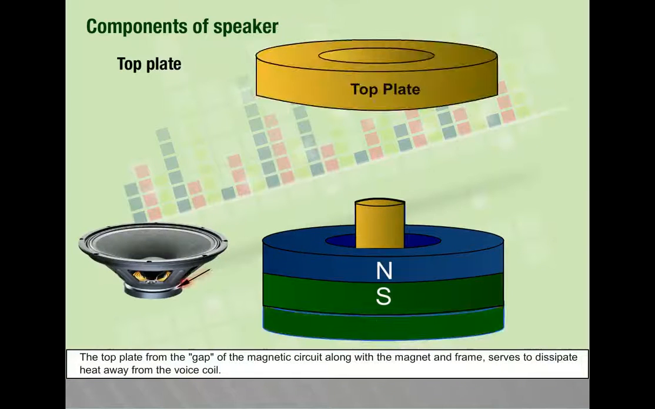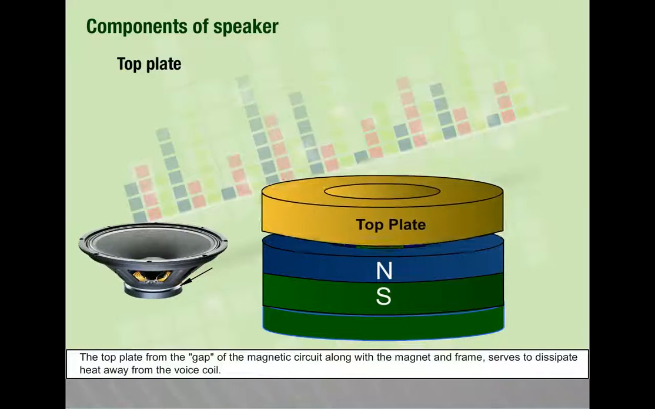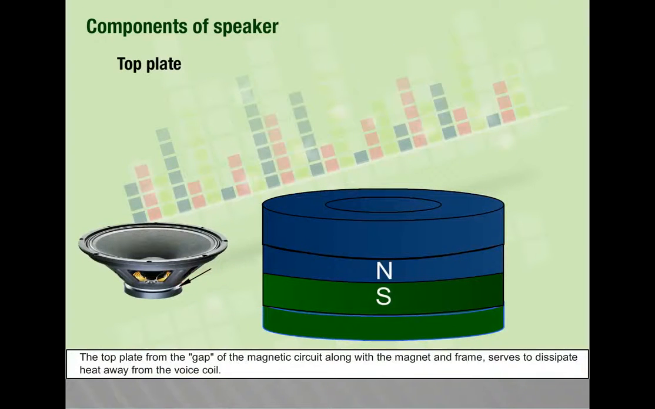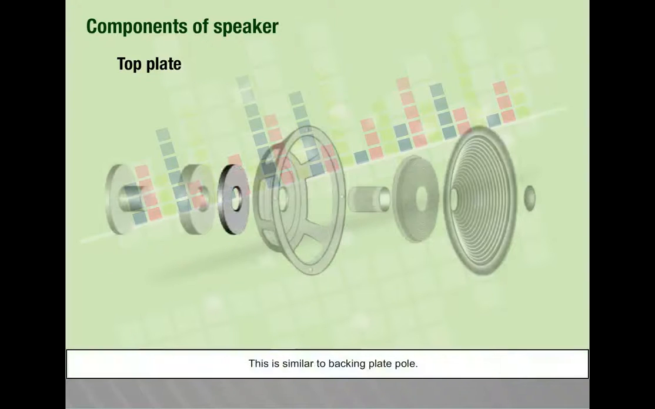Top plate. The top plate forms the gap of the magnetic circuit along with the magnet, and the frame serves to dissipate heat away from the voice coil. This is similar to the backplate pole.